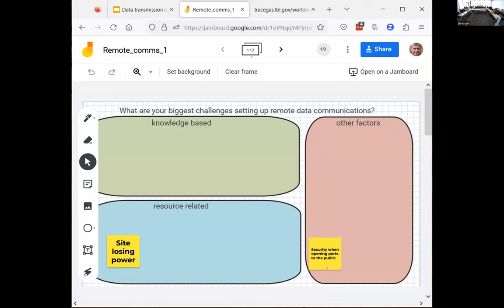So I see one that says security when opening ports to the public. Site security is a very important consideration. I will talk about that a little bit, but if someone has a specific anecdote about site security and opening ports, you're welcome to chime in.